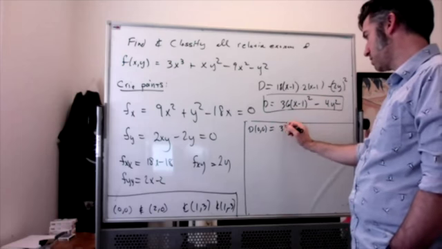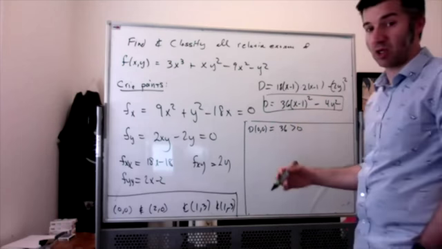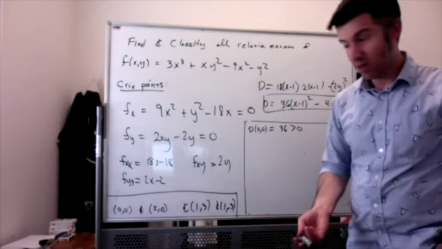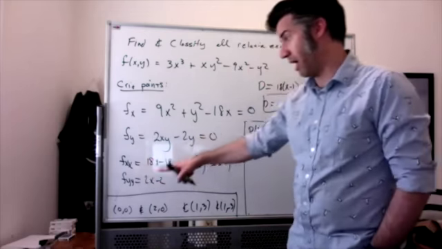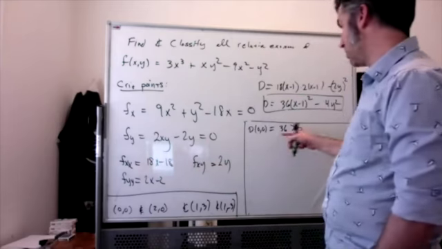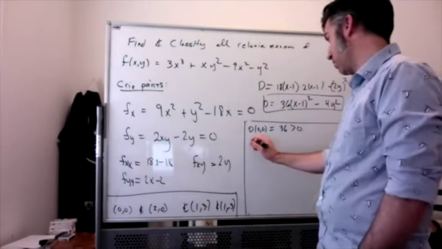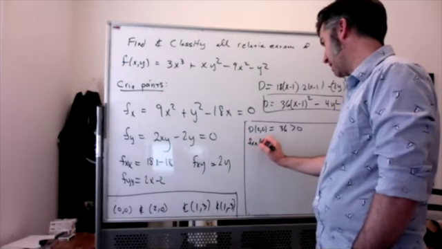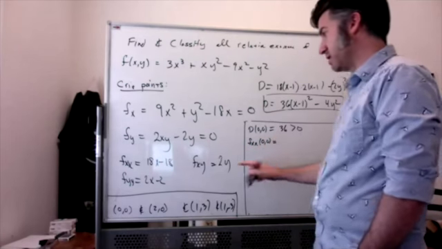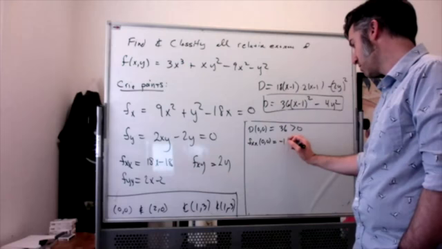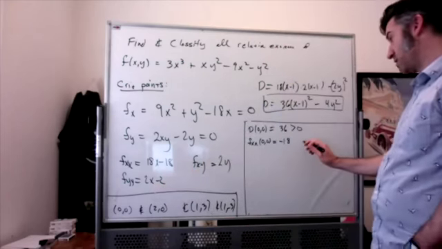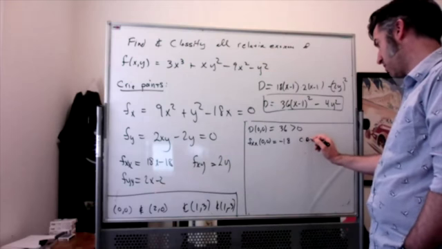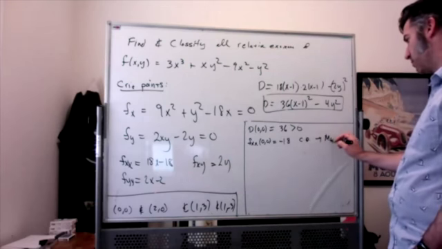So you get 36, which is greater than 0, which means it could be a max or it could be a min. We have to check the second derivative. So if I check my second partial at 0, 0, it's going to be negative 18. So fxx at 0, 0 is negative 18. Fyy at 0, 0 is also negative, it's negative 2. That means it's going to be concave down, so we have a maximum.